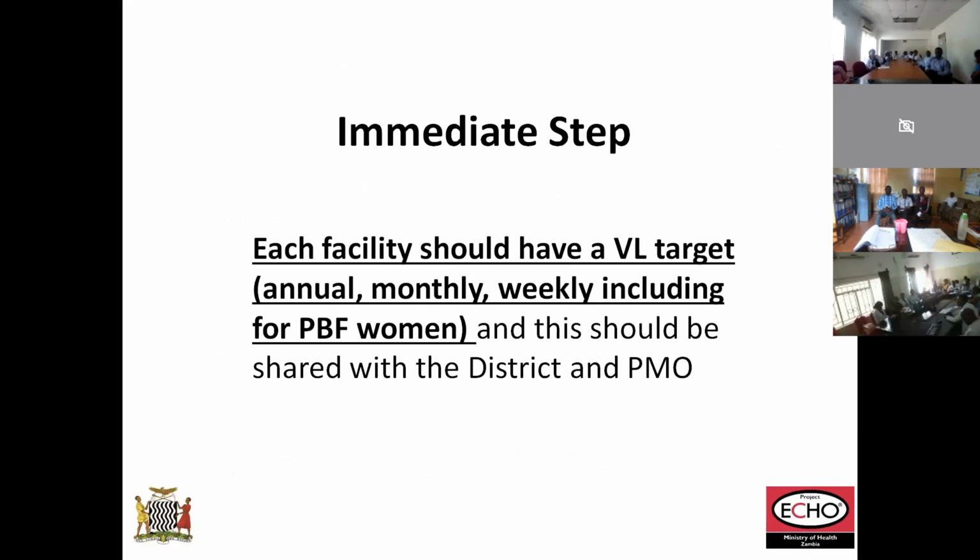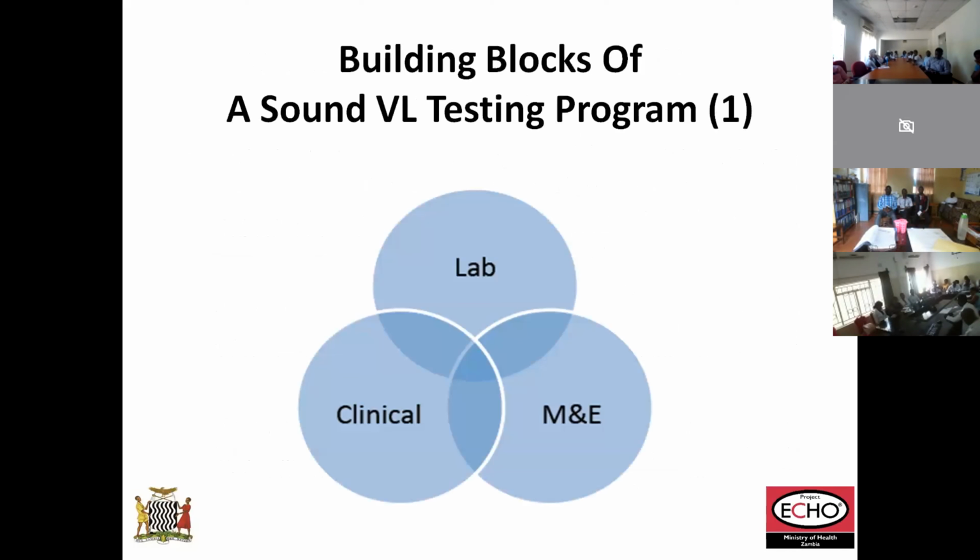So to summarize, we recommend that each facility has viral load targets, and that's the main recommendation. At least that's a good start at the facility level. When you have a target, you know the progress you're making throughout the time. This is just to show that viral load routine testing activities involve different program areas, including clinical, lab, and M&E.